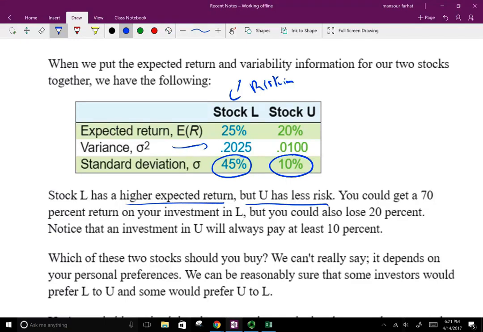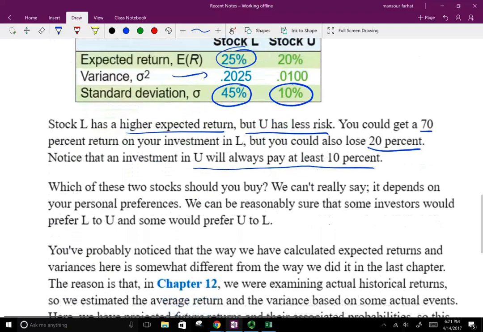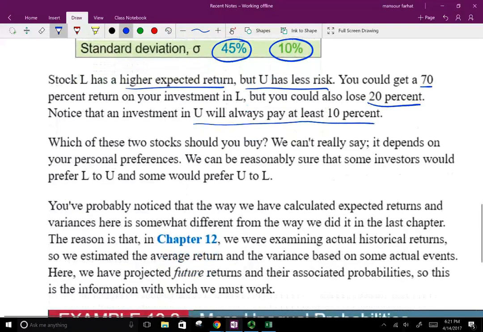Stock L's expected return is 25 because it will earn 70% in a boom. That's quite high, but you could also lose 20% in a recession. Notice that the investment in U will always pay at least 10%. So in U, in a boom or in a recession you should do well, but in a boom you don't do that well. Okay, but you don't go into the negative. With these, which of these two stocks you should buy, we really don't know. It all depends on your personal preference and risk tolerance.